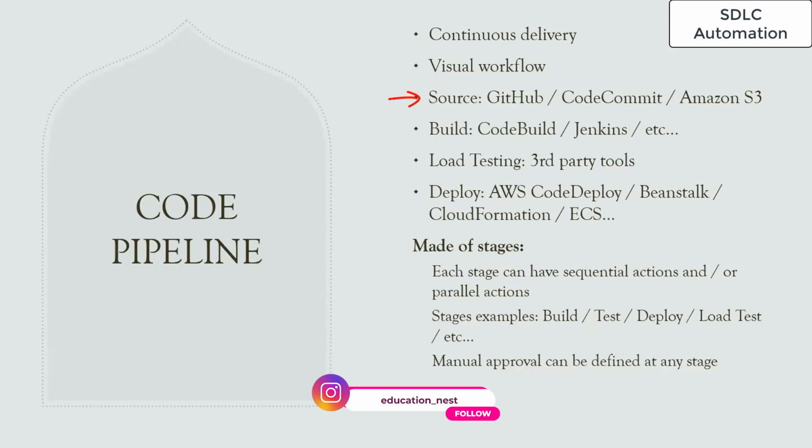Now, in this CodePipeline, as I mentioned, we can have the source. This source code can be present in my GitHub, in CodeCommit, or even in an Amazon S3 bucket. In our hands-on session, we are going to place the source code in the Amazon S3 bucket. After the source code, we have the build. To perform the build, we have CodeBuild, Jenkins, and so on. We can also conduct load testing using any third-party tools. And for deployment, we have AWS CodeDeploy, Beanstalk, or CloudFormation. So this is how AWS CodePipeline would look.